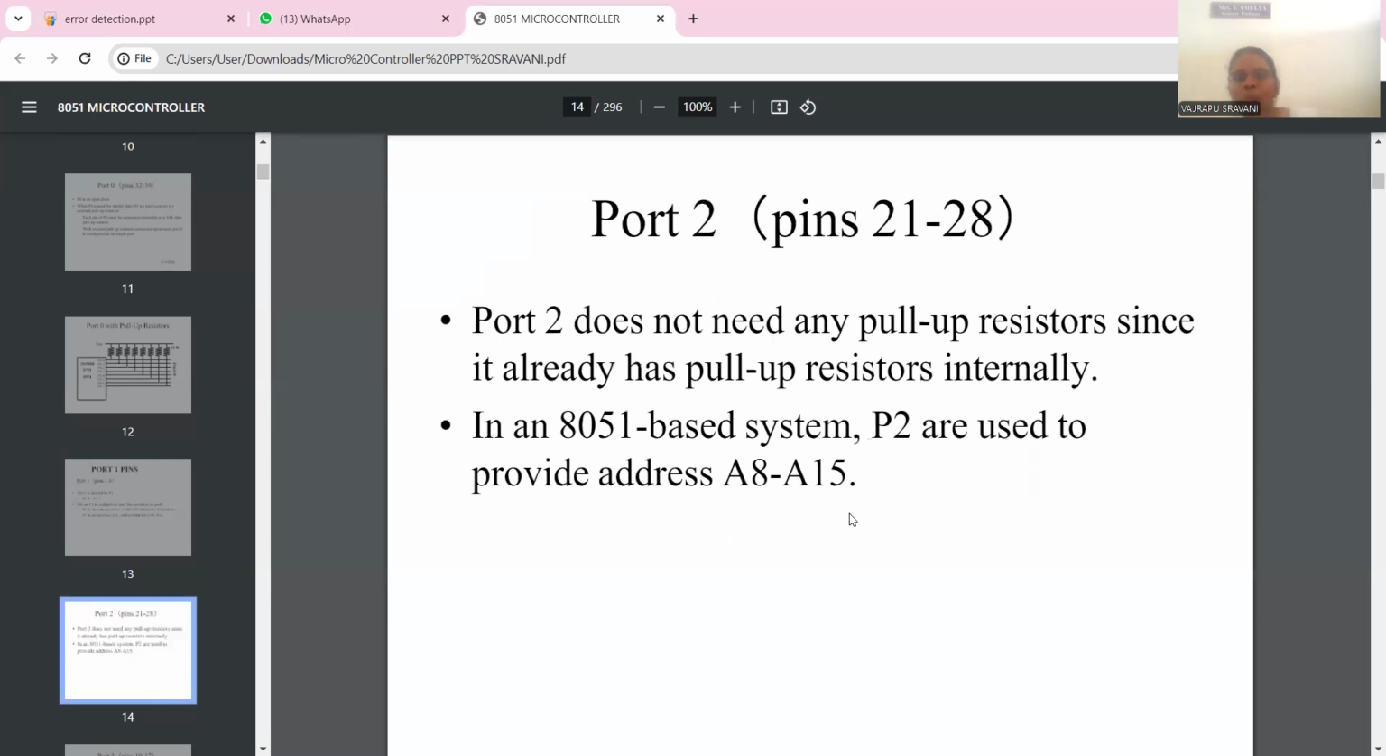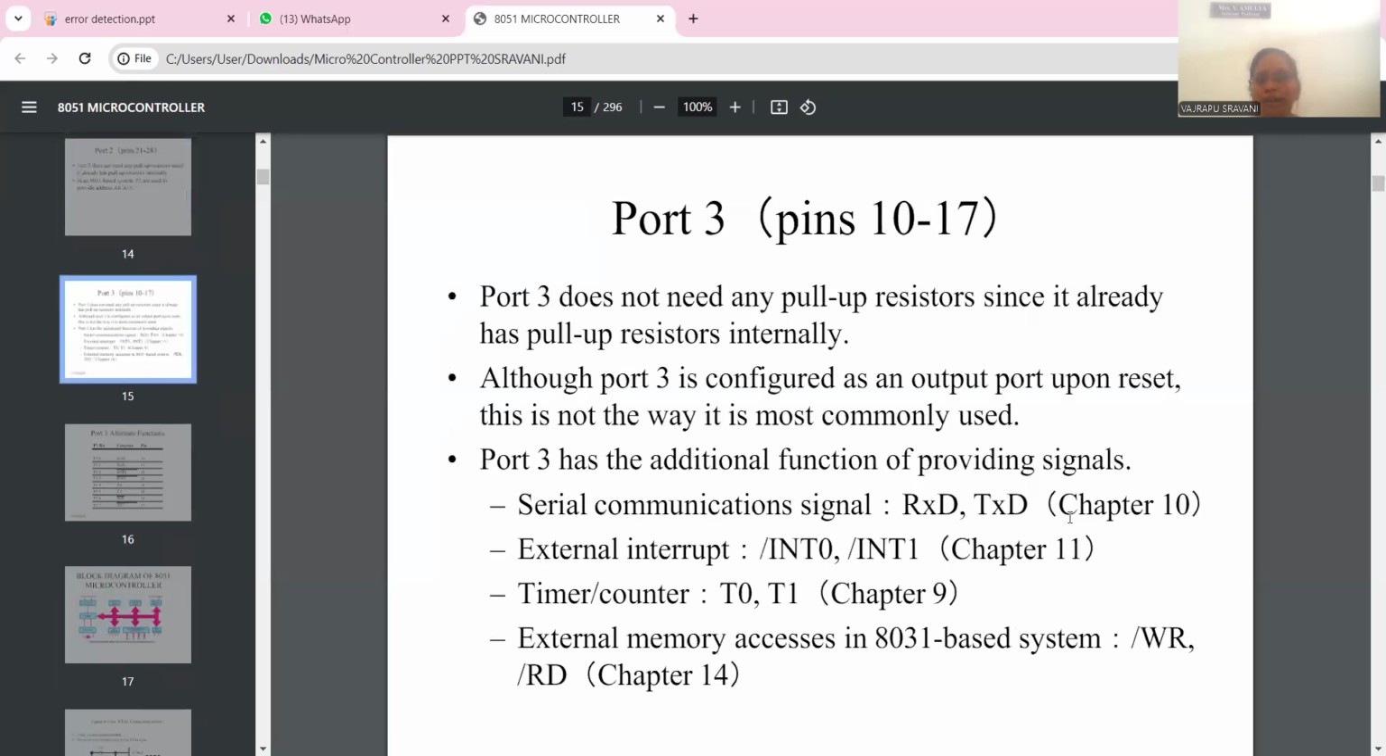Port 2 pins do not need any pull-up resistors, like port 0. Port 2 carries the higher order addresses A8 to A15, a total of 8 address lines. The address bus is unidirectional. The higher order address bus is available at port 2 of the 8051 microcontroller.